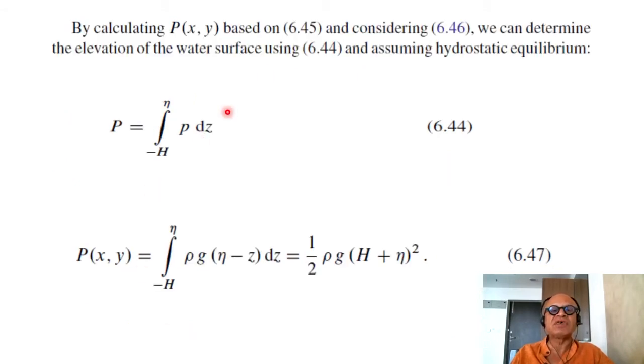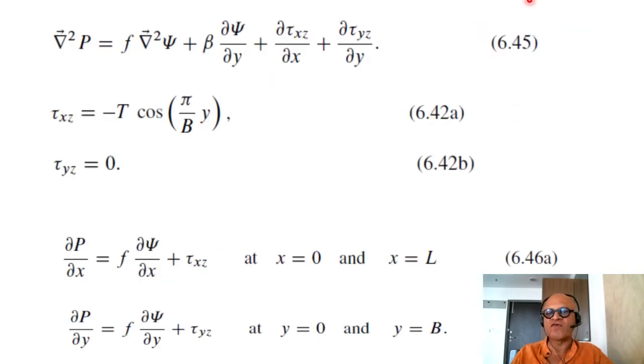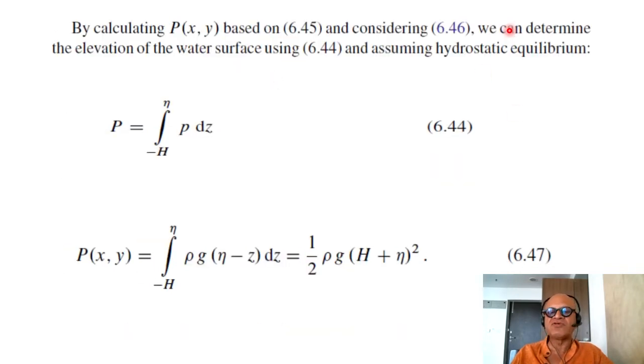So by calculating P(x,y) based on 645 and considering 646, the boundary conditions, we can determine the elevation of the water surface using 644, which is just the integral we defined. So the integrated pressure distribution in the water column has to match the surface elevation for this simple situation. In the real world, you have a deep ocean with a vertical structure, so you can do the same thing but only down to the so-called level of no motion, which we will not worry about here.